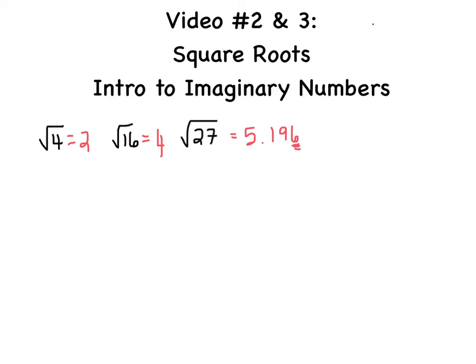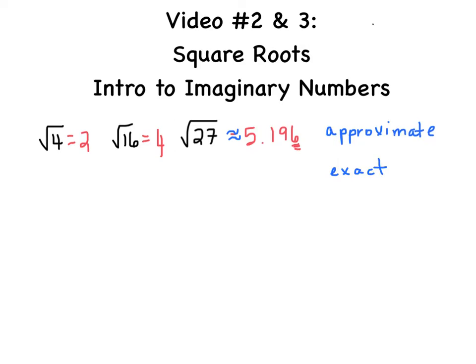But what if I said I didn't want it approximately? Because remember, this is approximately because I'm rounding. So this is an approximate answer. What if I wanted an exact answer? This is where last year you learned how to simplify square roots.